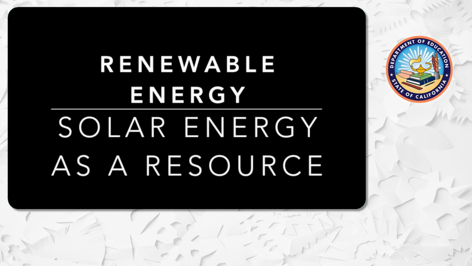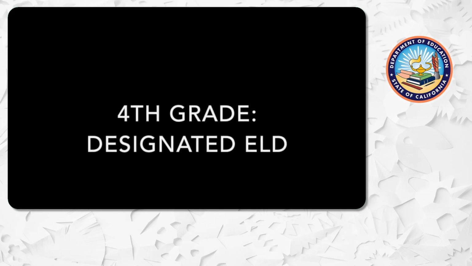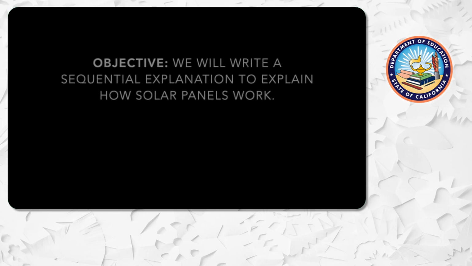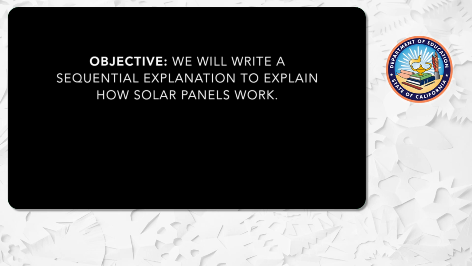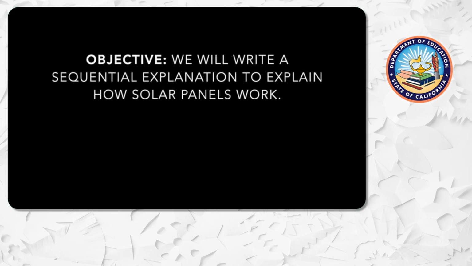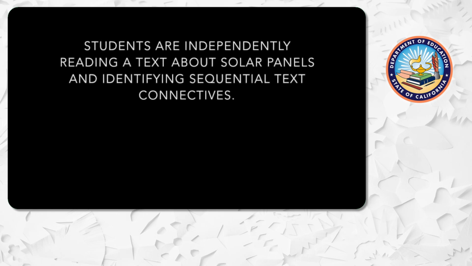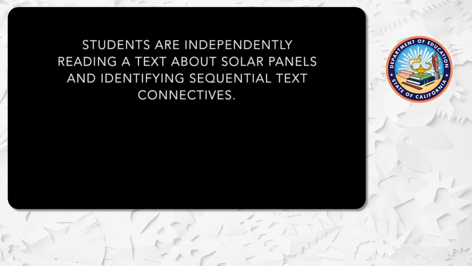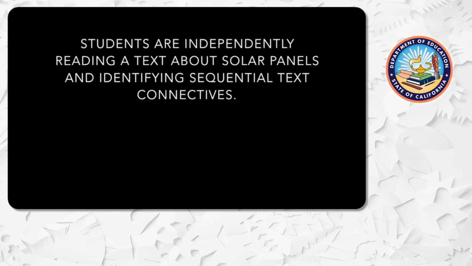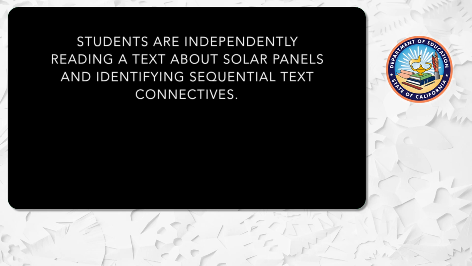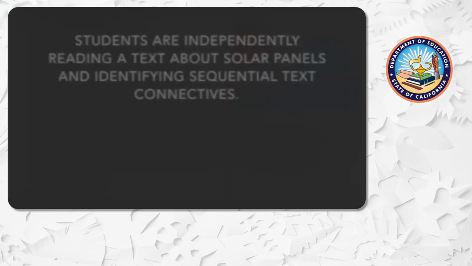The students that we will be watching in this video are in the middle of a unit on renewable energy, and in particular, they're looking today at solar energy as a resource. We're going to see first a portion of a 4th grade designated ELD class that has the following objective. We will write a sequential explanation to explain how solar panels work. In the first segment of our video, students are independently reading a text about solar panels and identifying sequential text connectives. Before we observe our student, let's take a look at the text she'll be working from.